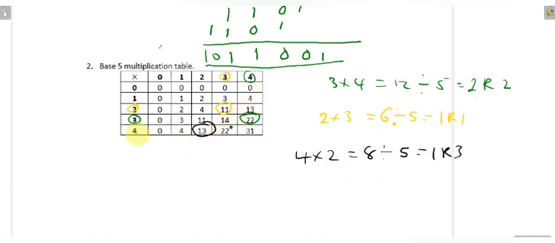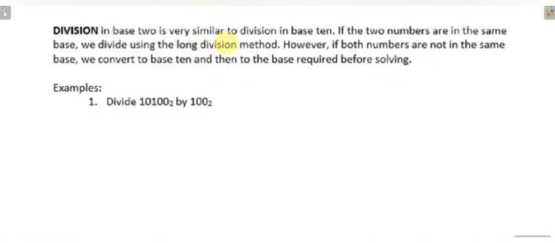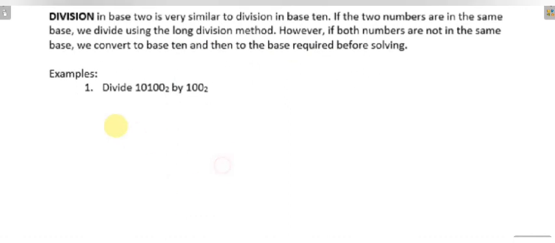Okay, so finally, let's just look at division. Division in base 2 is very similar to division in base 10. If the two numbers are in the same base, we divide using long division. However, if both numbers are not in the same base, we convert to base 10 and then to the required base. So for this, I'm going to use two methods to solve this division: divide 10100 base 2 by 100 base 2.